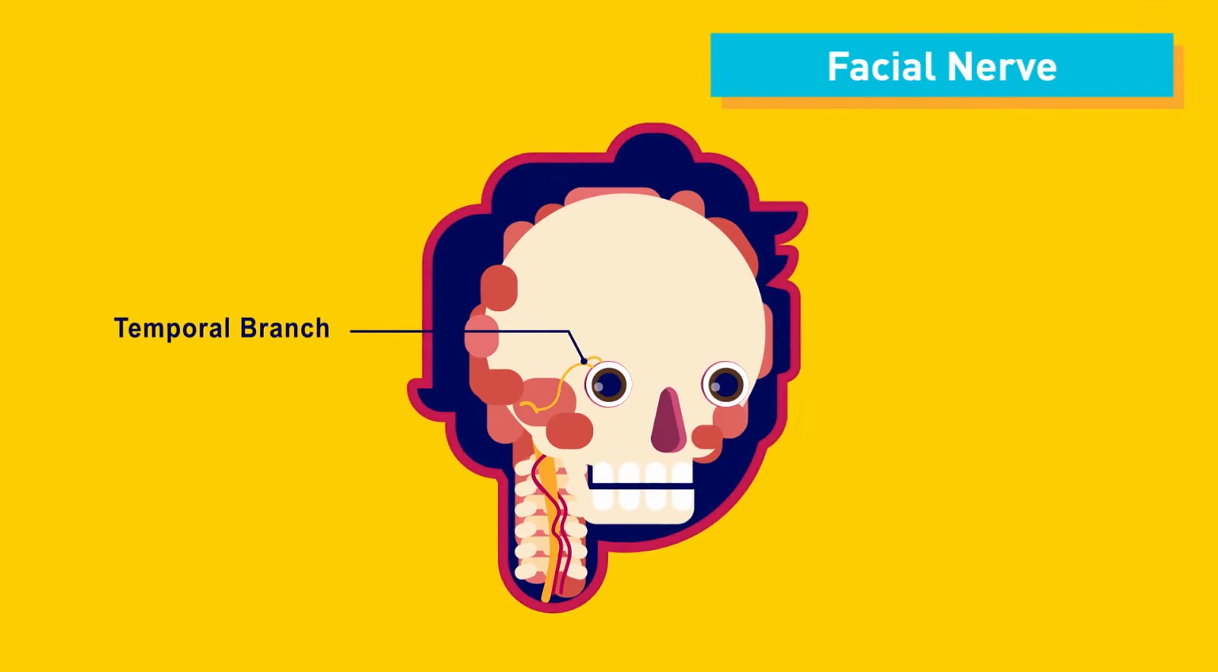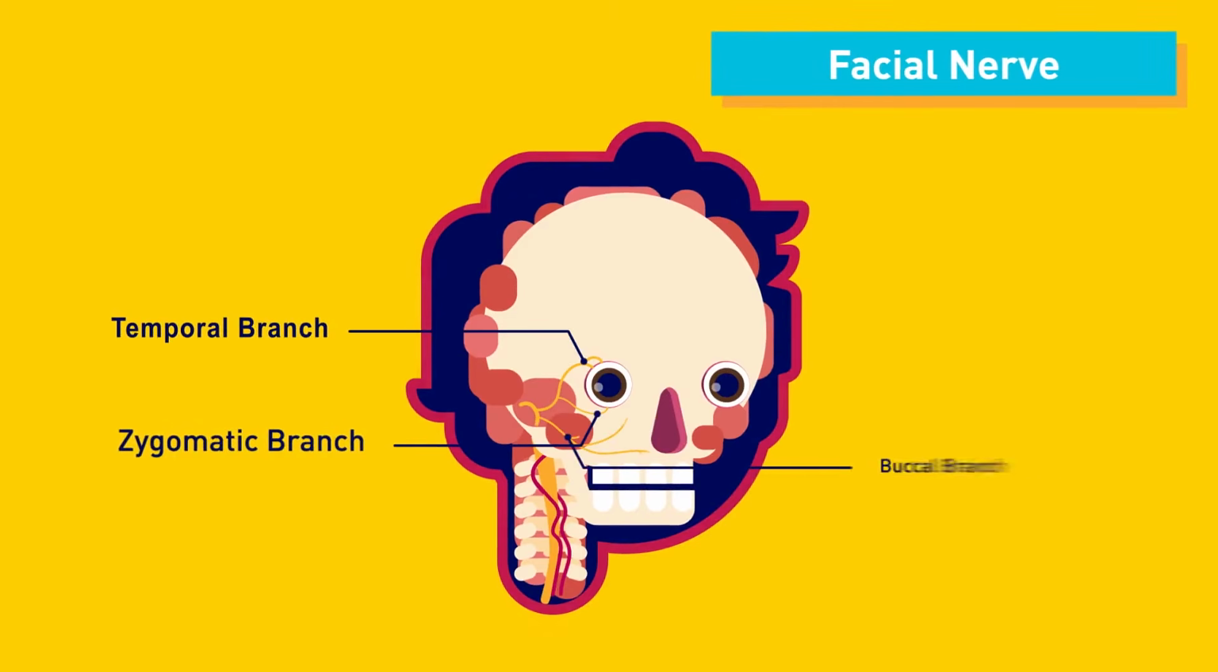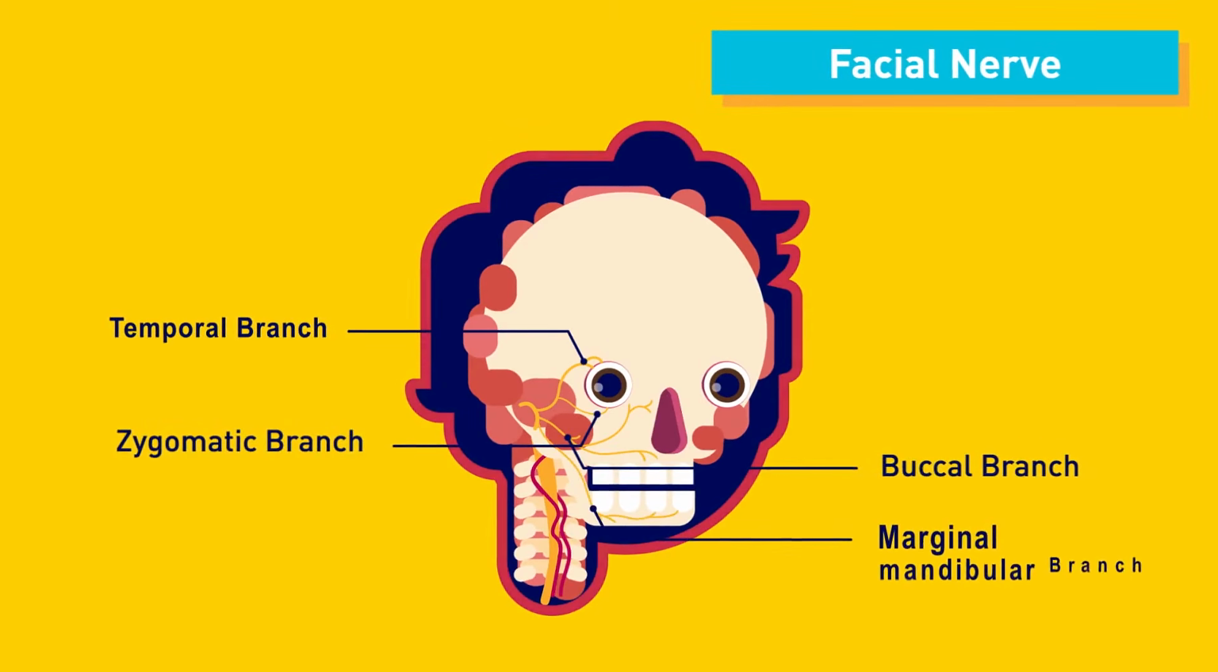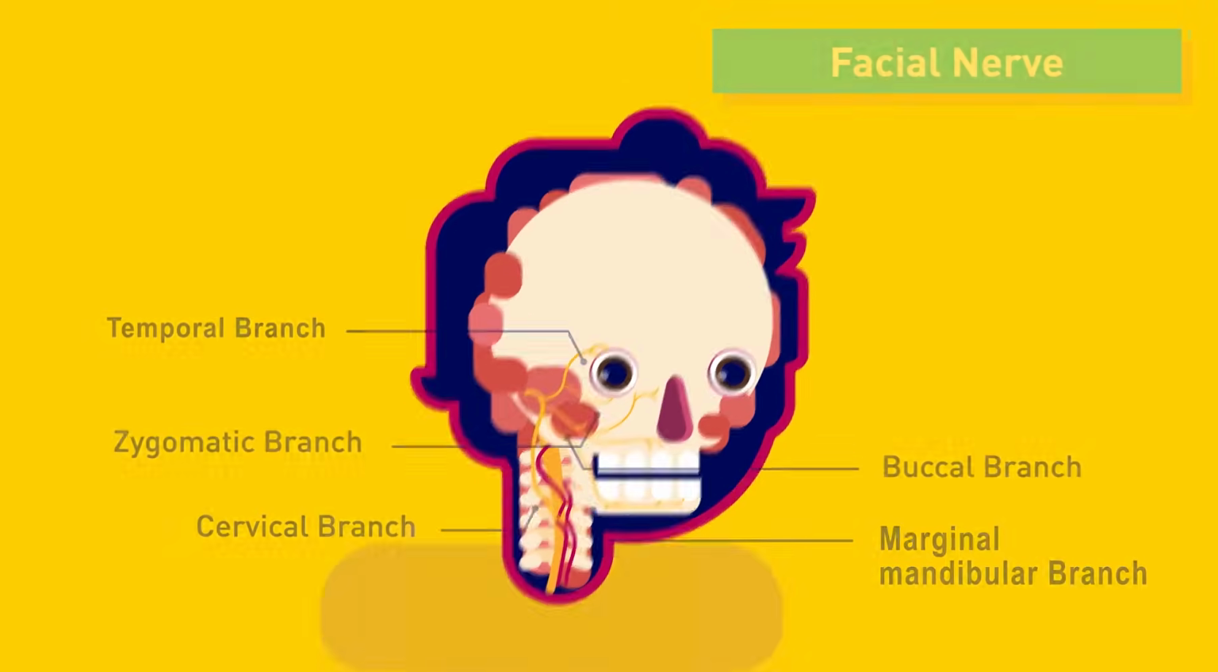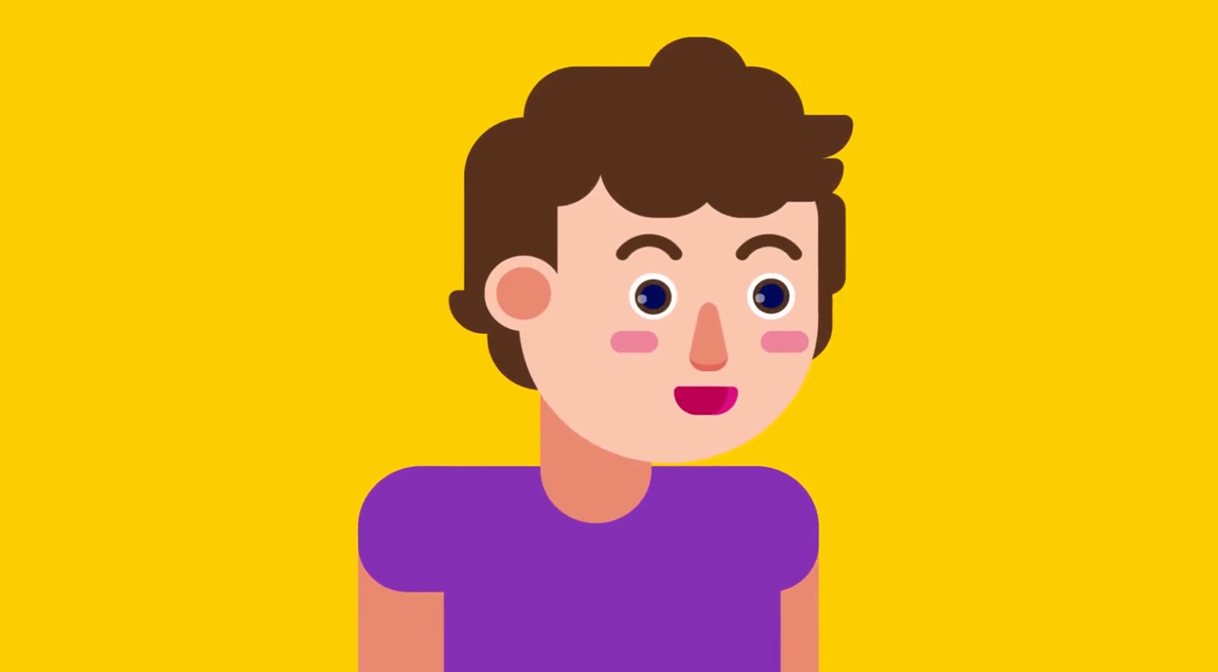Temporal branch, which supplies temporalis muscle on face. Zygomatic branch, which supplies the zygomatic arch. Buccal branch, which supplies the buccal region. Marginal mandibular branch supplies the mandibular region. Cervical branch supplies cervical region. These branches are responsible for innervating the muscles of facial expression.